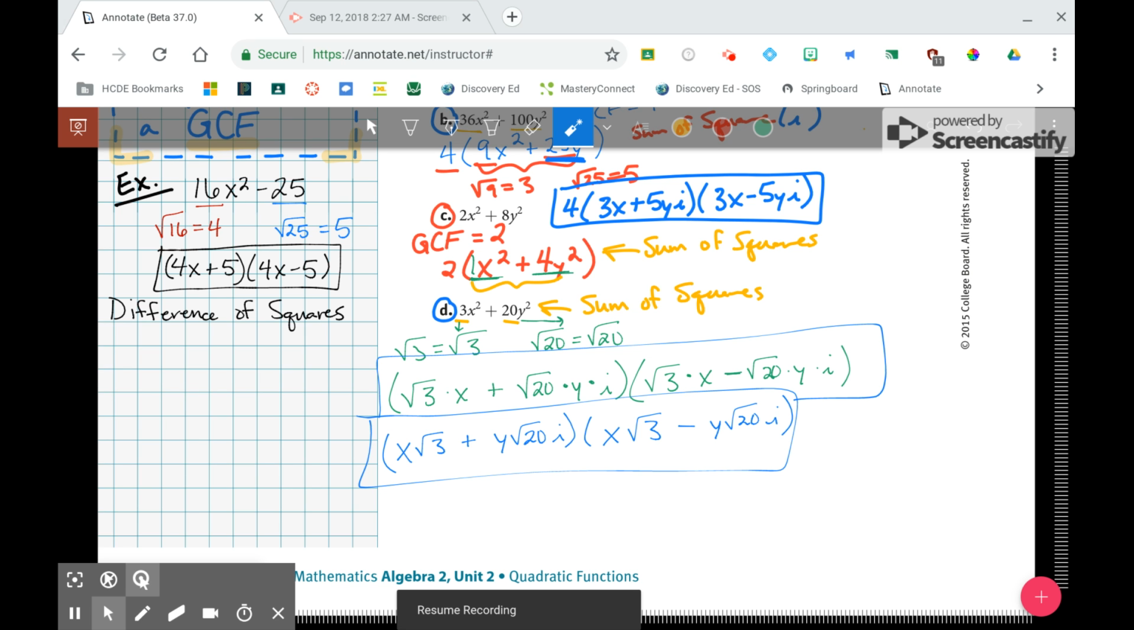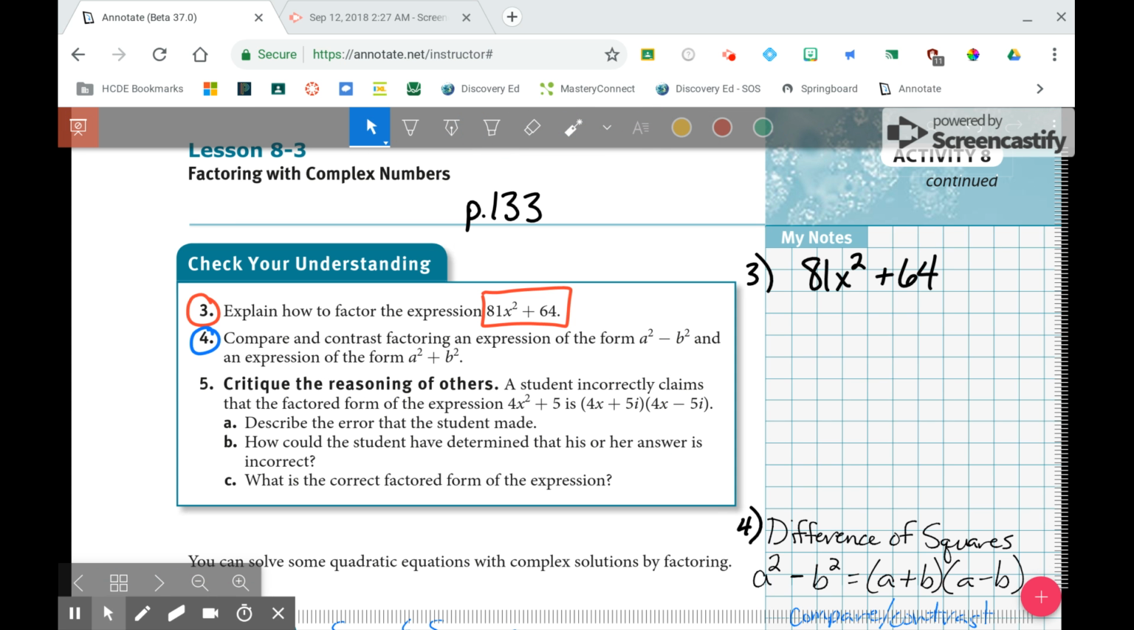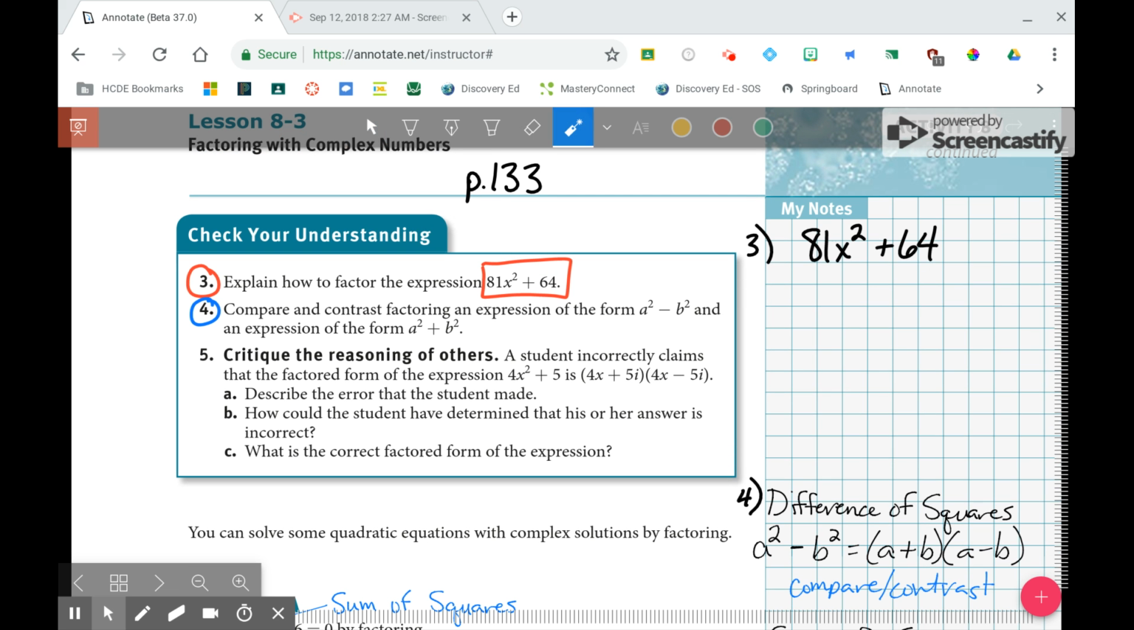So I want you to try one. Now, you're not going to try one with the square roots. You're going to try one a little bit easier, kind of similar to part C that you just did. So let's turn the page. We're on page 133. So I want you to try to factor 81x squared plus 64. Make sure to check for a GCF first and then factor. You will get two complex conjugates. This is a sum of squares.